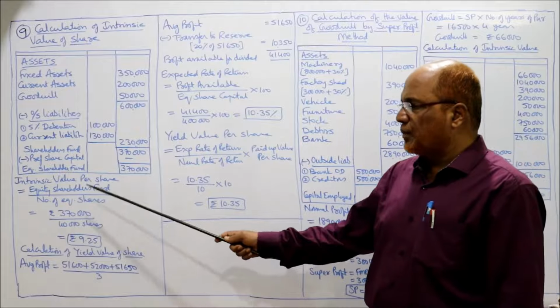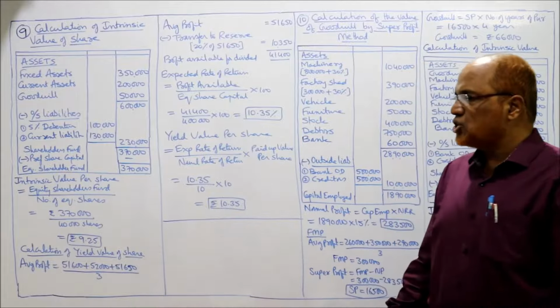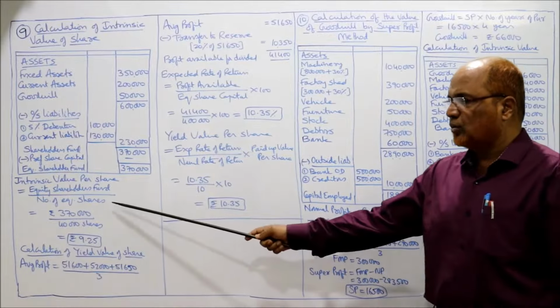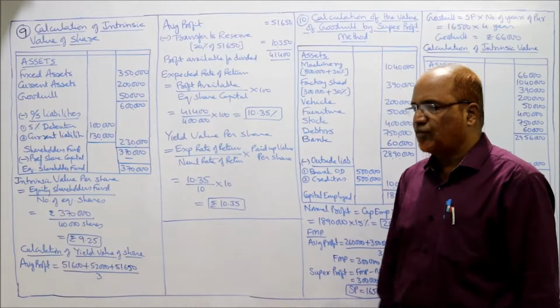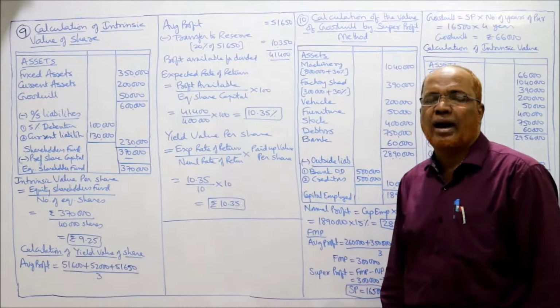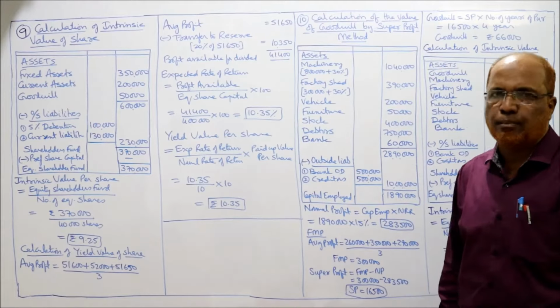Now intrinsic value per share. The formula is equity shareholders' fund divided by number of equity shares. So 3,70,000 divided by 40,000, 9.25 is the intrinsic value of share. So half of the answer is completed.